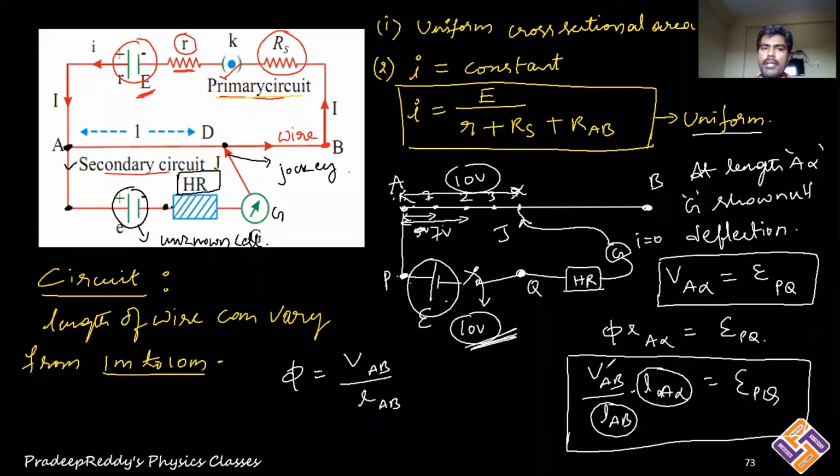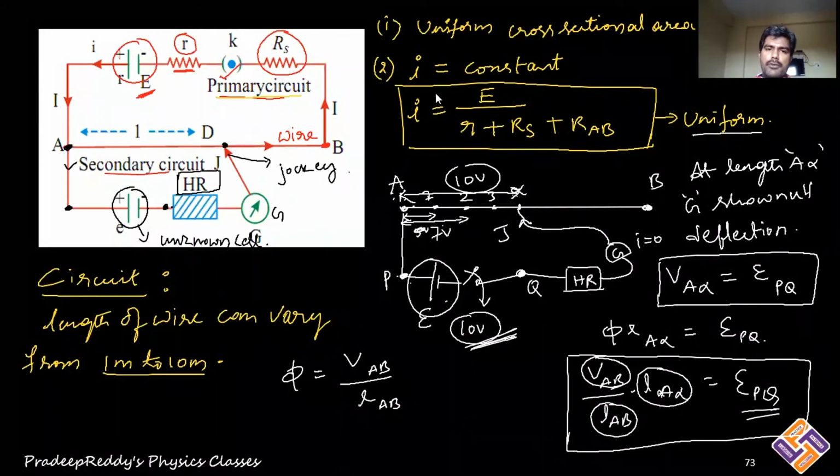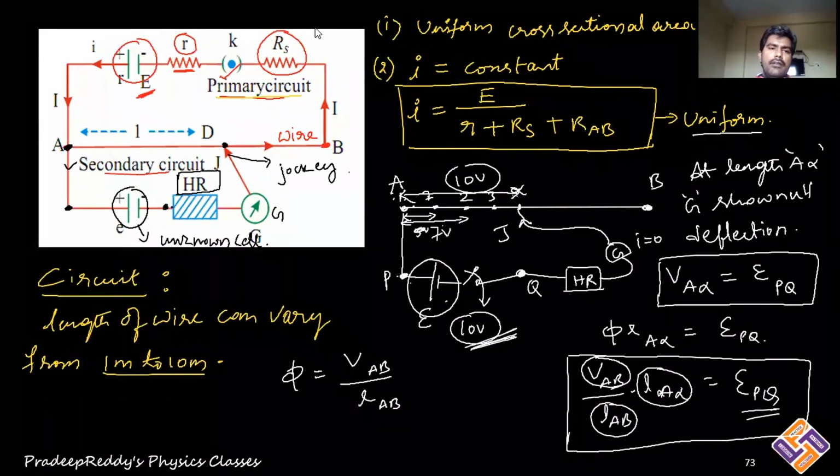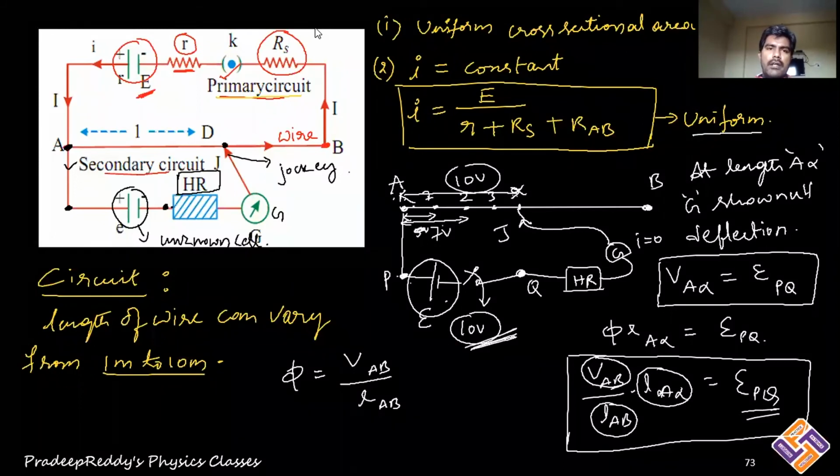And VAB, the voltage dropped across the total wire AB, will be equal to current into its resistance R. You can find out this potential drop across AB from the primary circuit. All three values are known. You can find out the EMF of the unknown cell which is connected in the slot PQ. This is the way you can find out the EMF of an unknown cell by connecting it in the secondary circuit provided in the potentiometer.